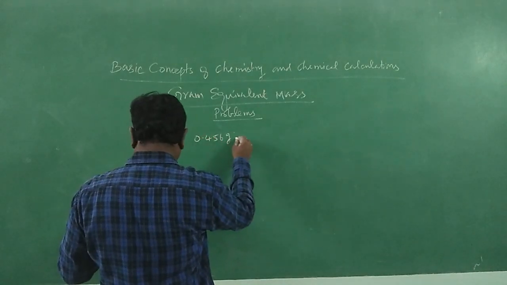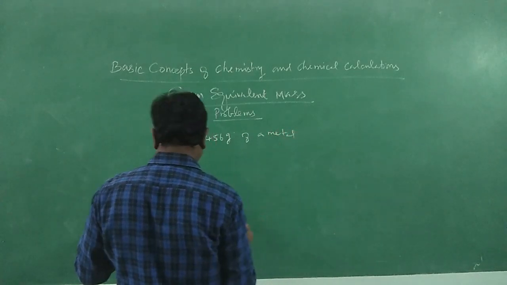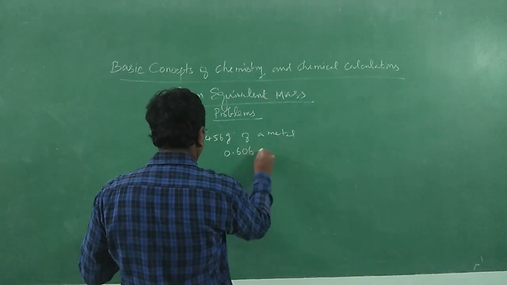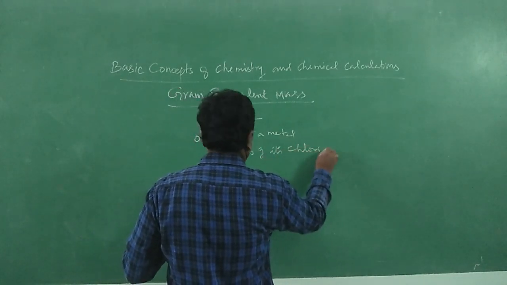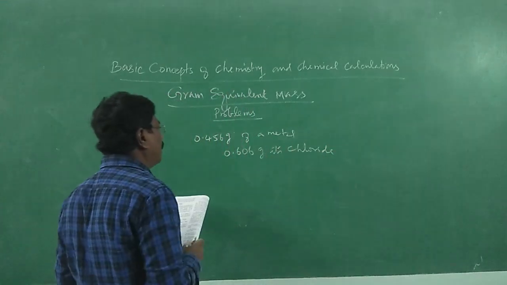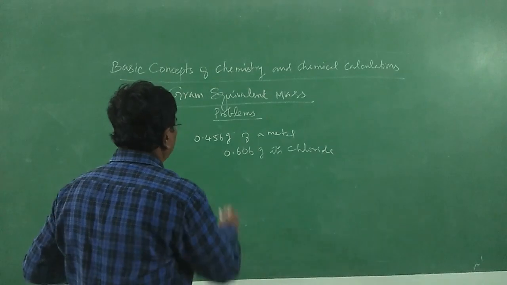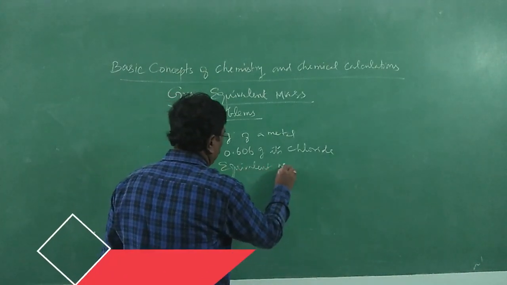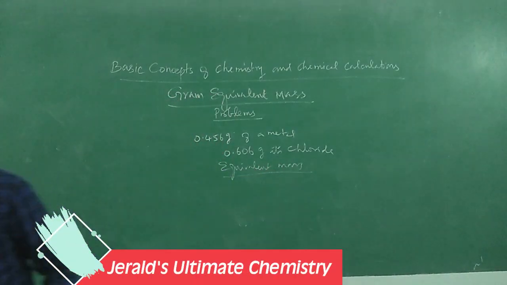0.456 gram of a metal gives 0.606 gram of its chloride. Calculate the equal mass. Equal mass is asked. Of course, the calculation may involve the class table and all.